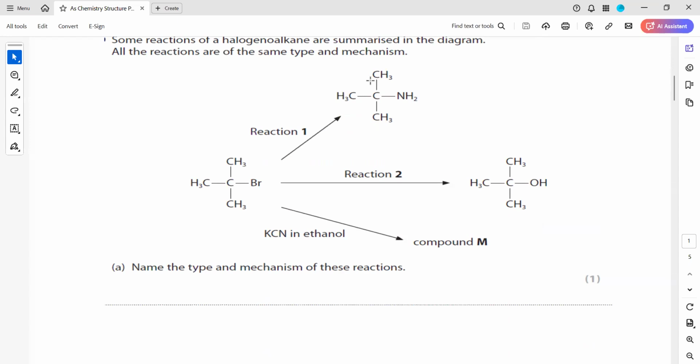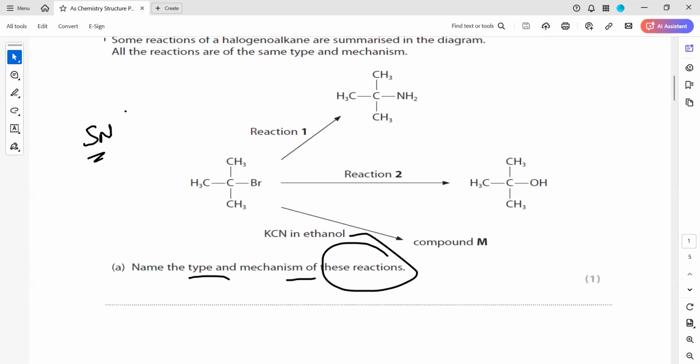So what happened? These reactions are substitution reactions. What happened in a substitution reaction? Name the type and the mechanism of these reactions. When halogenoalkanes are reacting with the other reagents, the reactions are SN reactions, nucleophilic substitution reactions.